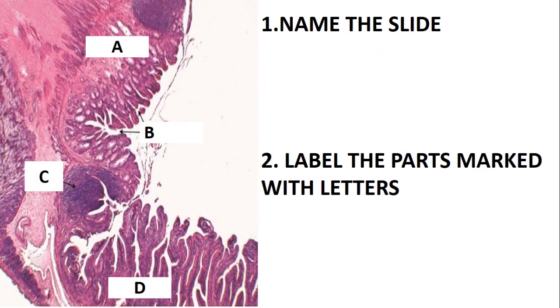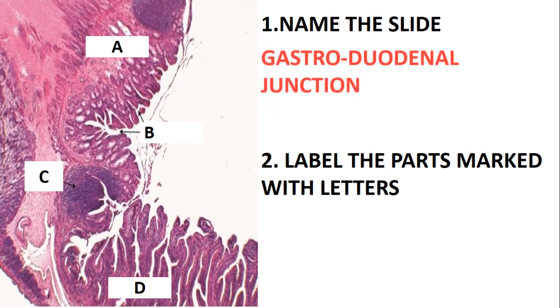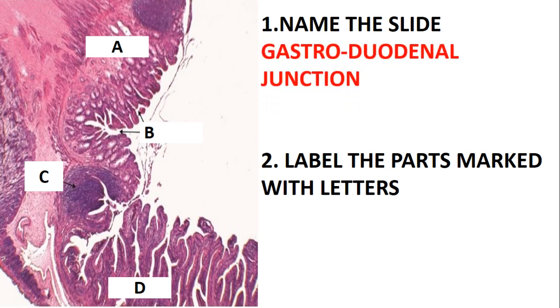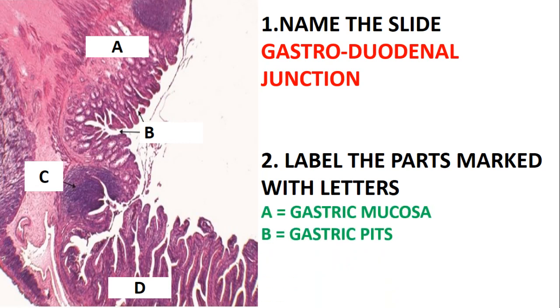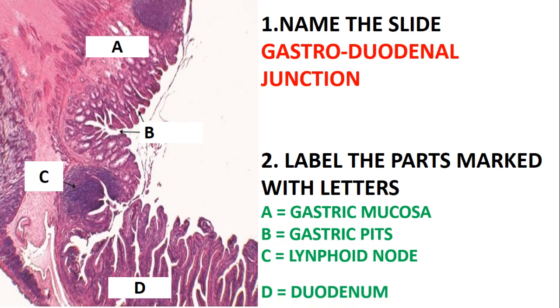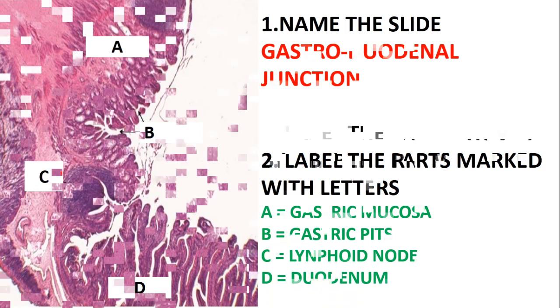Let's quickly move on and look at the next question. Name the slide. If you look at this slide, it is also a junction, and this junction is just the Gastroduodenal Junction. And then the next question is label the parts marked with letters. The first one is just the gastric mucosa, and then we have the gastric pits on the side of the stomach, and then we have the lymphoid nodes, and then lastly we have the duodenum, which is part of the small intestine.